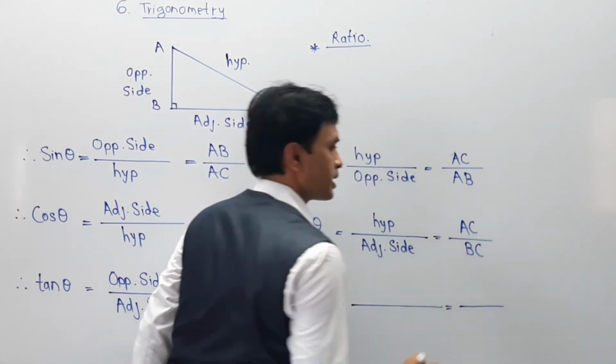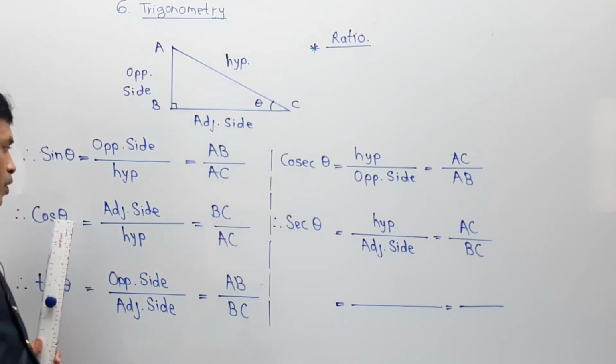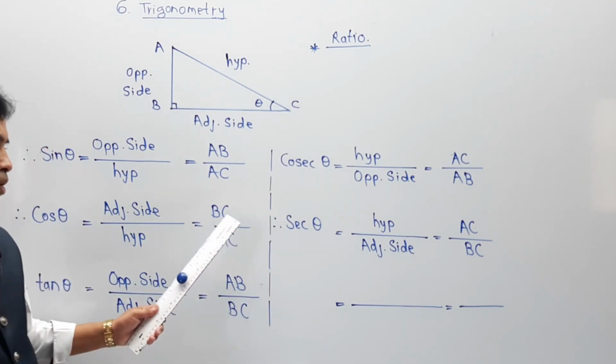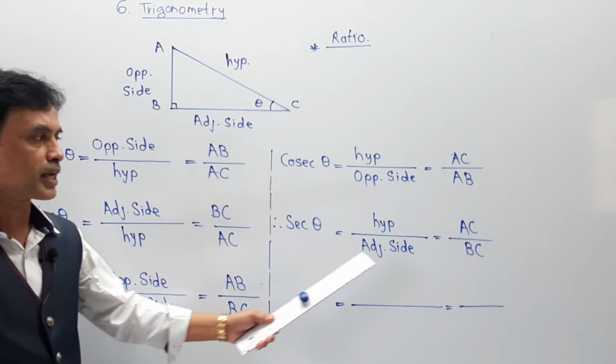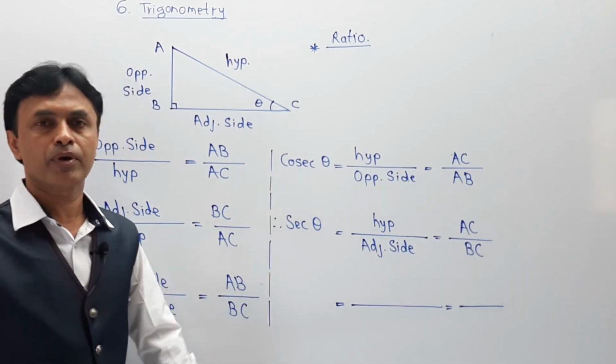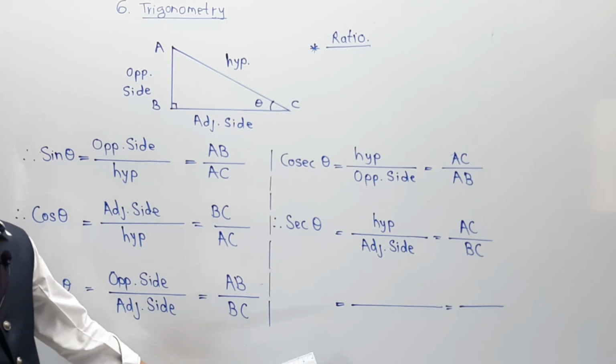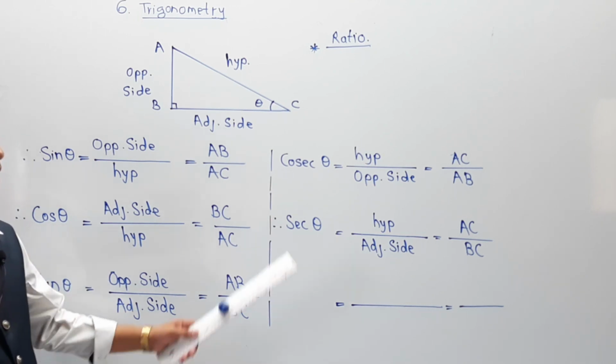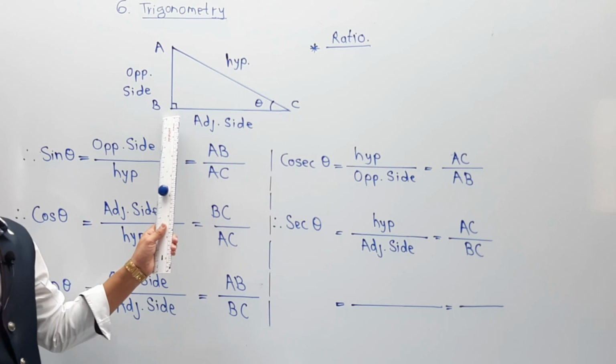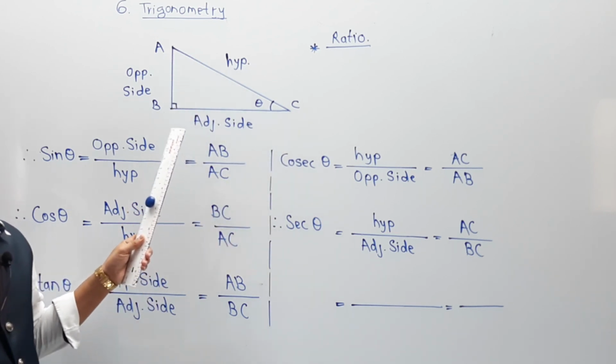AC upon BC, and it is exactly reciprocal of cos. If you can see, cos is BC upon AC, and here you can get exactly the reciprocal, AC upon BC. Now last part, reciprocal of tan theta. It is indicated as cot theta, and cot theta is nothing but adjacent side upon opposite side.